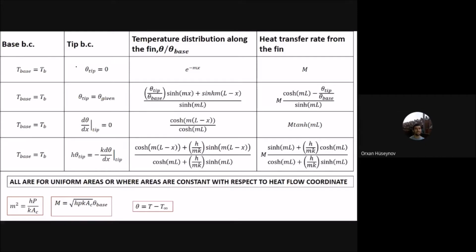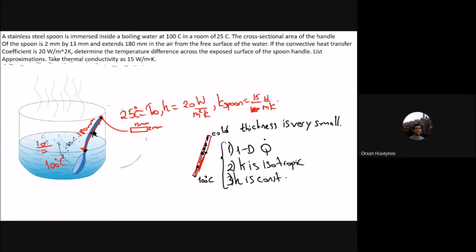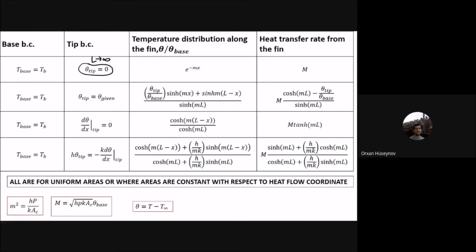The first tip boundary condition is the infinitely long fin, so L tends to infinity. For the spoon, this cannot be true because the spoon has finite length. On the other hand, this part of the spoon is not always at room temperature, because most of the time we cannot touch the spoon. It means that the spoon has a different temperature than the room. Therefore, the first option is not true for our case.